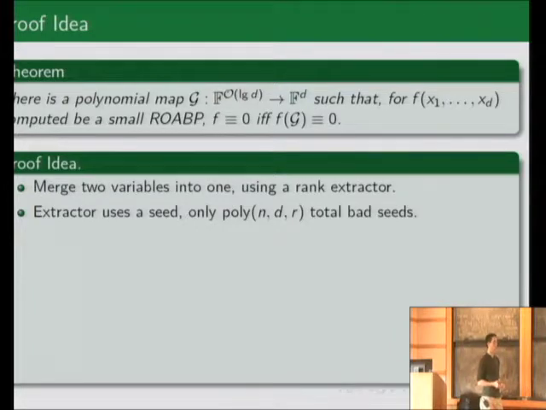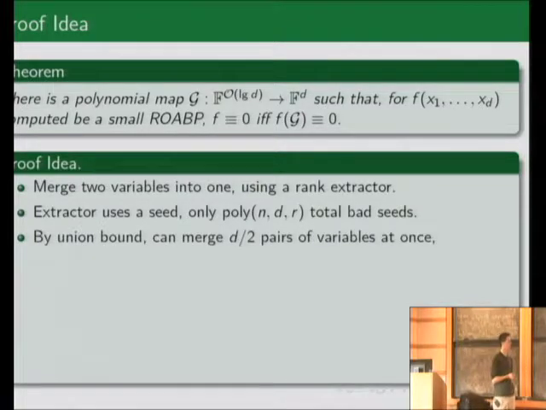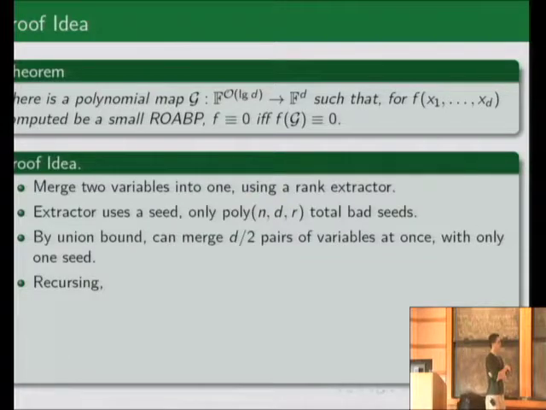You are doing matrix multiplication to adjacent matrices. So you'll merge adjacent variables into one, and then you can induct from the bottom. Because they're adjacent, and there's a small number of bad seeds, by a union bound you can merge d over 2 pairs of variables at once. You only use one seed for all of the merging, so this is in parallel. This step goes from d variables to d over 2, and then you can just recurse.